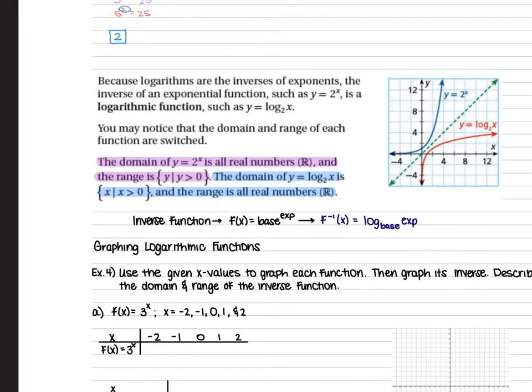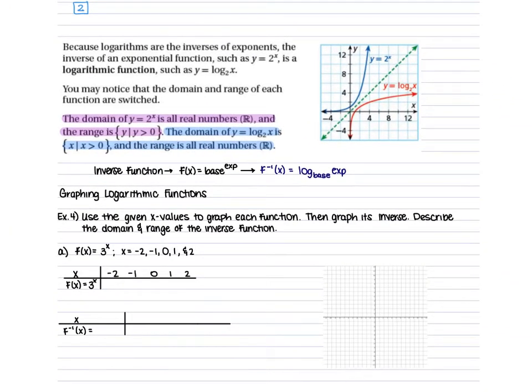For our next part, we are dealing with logarithmic functions. The domain for y equals 2 to the power of x is all real numbers. You have to look at these graphs. Your domain is your x values. The domain of log base 2 of x is going to be x greater than 0. You literally have to graph these in order to find your domain and range.